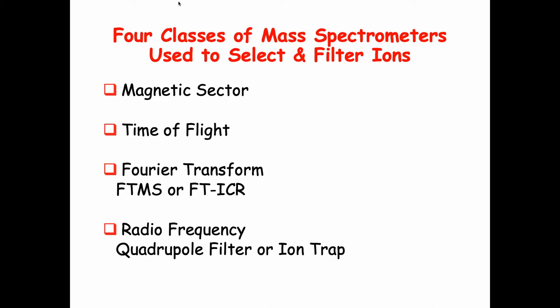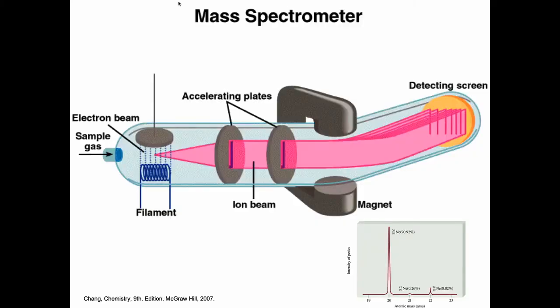The first is the magnetic sector. The last is the one we have in the undergraduate lab, the radio frequency quadrupole filter ion trap. So let's start with the magnetic sector. You'll see some similarities to these.